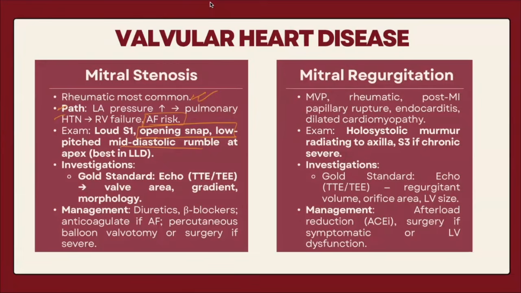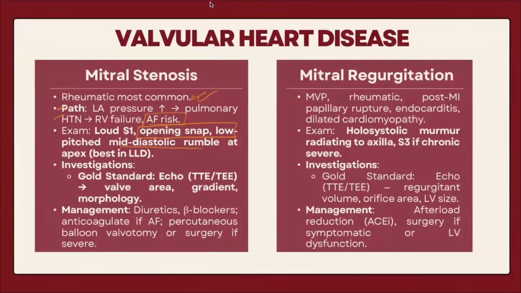Then you look into managements of these. You want to give them beta blockers and diuretics, which are just to overall reduce their blood pressure so it's not going too high. You also want to give them anticoagulants if they're at risk of developing thrombosis. Obviously, with mitral stenosis, they're at risk of developing atrial fibrillation leading to a thrombotic event, so you want to give them anticoagulants for that. You might also look into surgery and repair if it's very severe. So again, mitral stenosis, just remember opening snap, mid-diastolic rumble, and rheumatic cause.